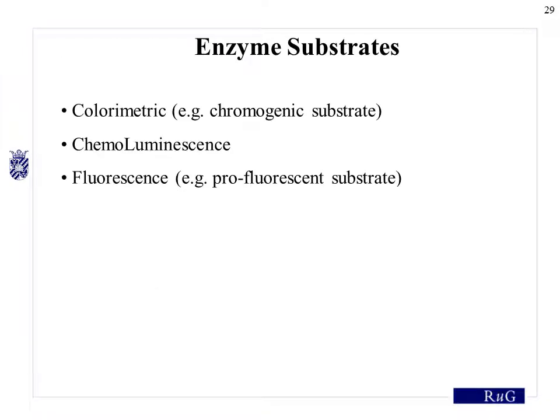There's a wide range of enzyme substrates to detect in ligand binding assays. First of all, colorimetric substrates. These are also called chromogenic substrates. They are turned into colored products by a given enzyme. We will see an example of that. Chemiluminescent substrates. These are very sensitive detection methods because light is generated during the enzymatic conversion from substrate to product. Finally, you have fluorescent substrate, or better to speak, profluorescent substrates. The substrate itself is non-fluorescent, but the product, after enzymatic conversion, is fluorescent.